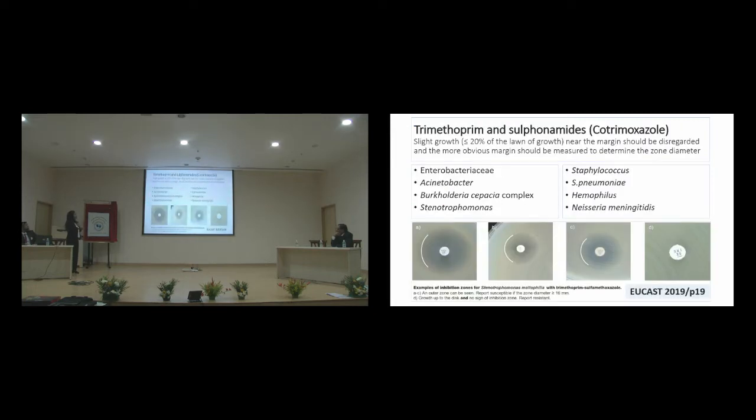You can see in this picture a cotrimoxazole disc where there is 20% or less growth. Pictures A, B, C show 20% or less growth. These are taken as sensitive and the last picture alone is taken as resistant. So slight growth, less than 20% of lawn culture growth near the margin, should be disregarded and the more obvious margin should be recorded. This note has been given for Enterobacteriaceae, Acinetobacter, Burkholderia, Stenotrophomonas, Staphylococcus, Streptococcus pneumoniae, Haemophilus, Neisseria meningitidis. Is this clear for all of you? For the cotrimoxazole disc, if it is 20% or less growth, that has to be ignored and the clearer margin has to be recorded.